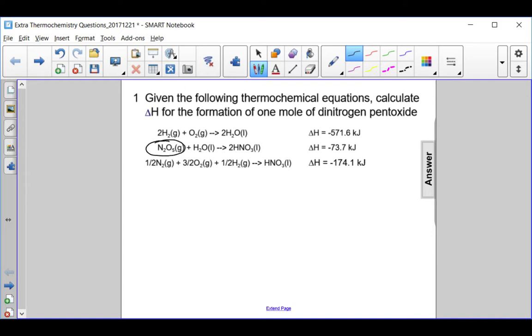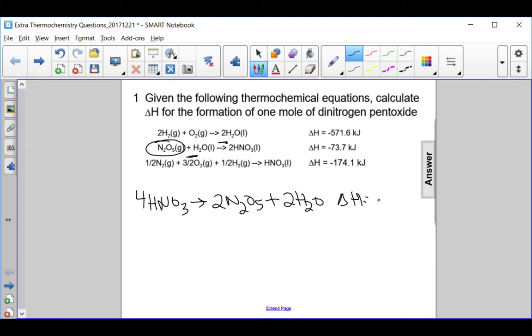So the first thing I'm going to do is switch that. And I'm also going to multiply it by 2 because if you notice, I have only 1 water here and I have 2 in the other reaction. And eventually I need to cancel those out. So I'm going to flip it so that I get 4HNO3. That would give me 2 N2O5 plus 2 H2O. And what does that do to the delta H?